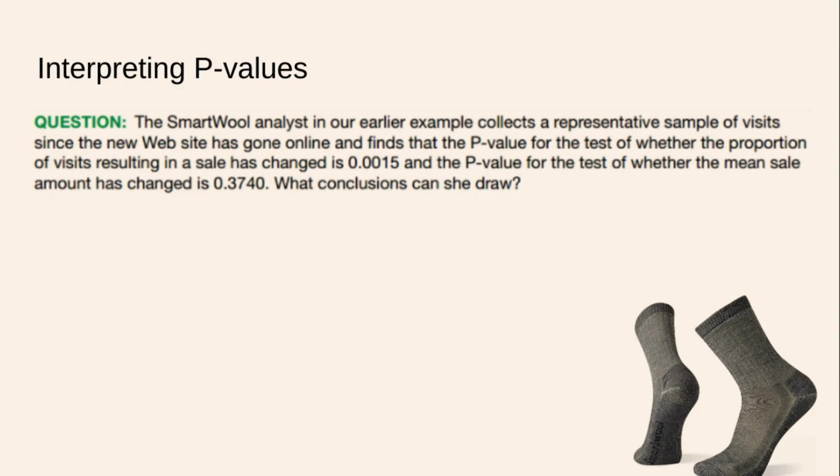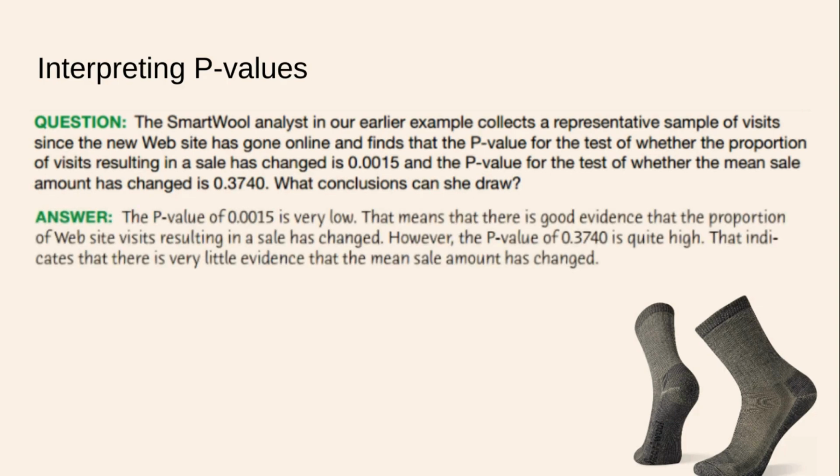All right, let's go on with this example here. If you want more time, feel free to pause the video, but we are going to move on. The p-value of 0.0015 is very low, you don't say. That means there is good evidence that the proportion of website visits resulting in sale has changed in some way. This is a low p-value. That indicates we should reject the null hypothesis of no significant difference and conclude that there is a significant difference in sales changing. All right?